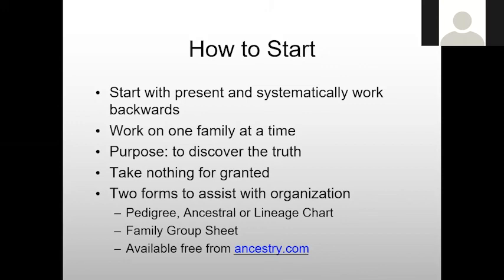We have two forms that we use to assist you with organization. The first one is the pedigree chart or an ancestral chart or a lineage chart. They're all three the same. And the second one is a family group sheet. And we're going to take a little bit of a look at each one of these forms. These forms are available for free at ancestry.com. If you just do a simple search for family group sheet, Ancestry will be one of the choices that comes up to download that chart for free.